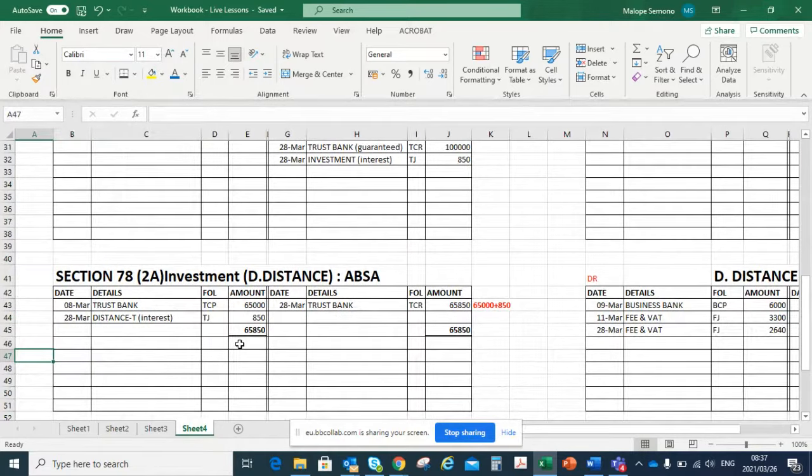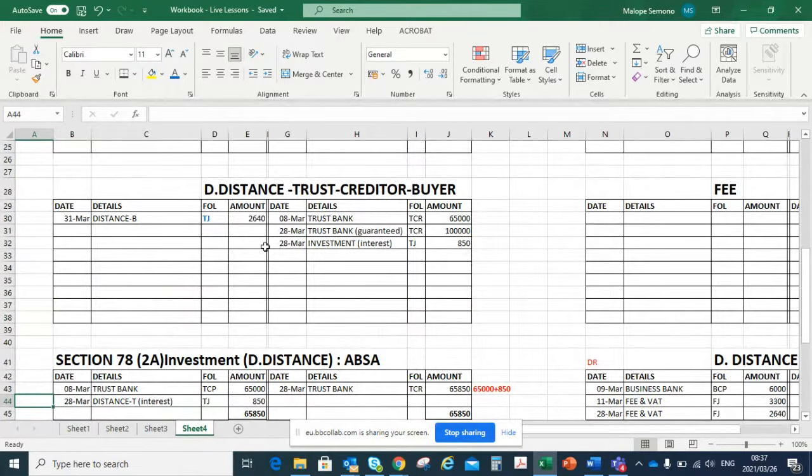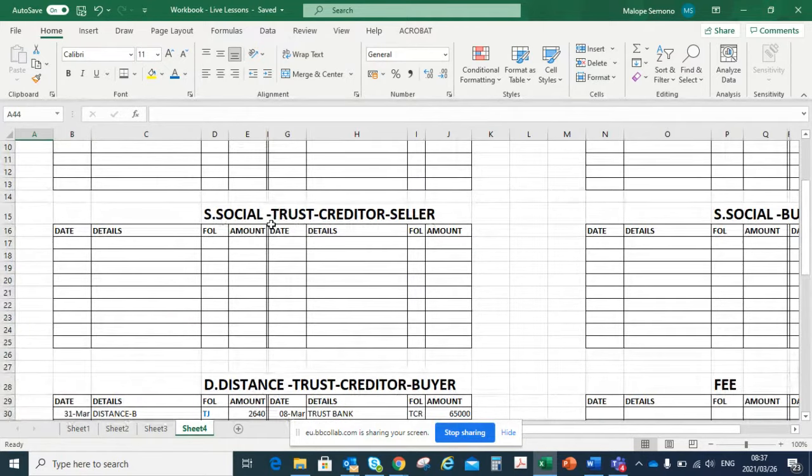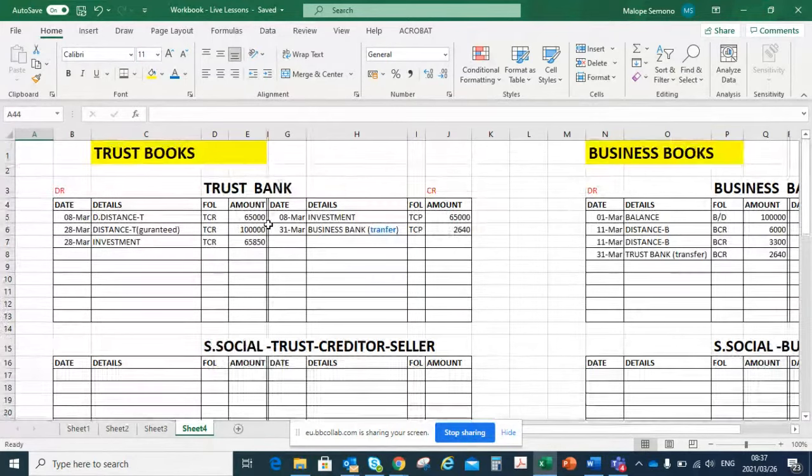done the transfer. Okay. Now, as you can see here, we have got distance trust, and we've got S Social here. So what we need to do at the moment, we need to make sure that we give S Social. Remember, S Social is the seller. So now S Social deserves the amount that we owe him. So we need to show that now we owe S Social. So how much was the amount all in all? Remember, S Social sold the house for 165. Now it means we must go to the trust bank account, take that amount, and give it to S Social.